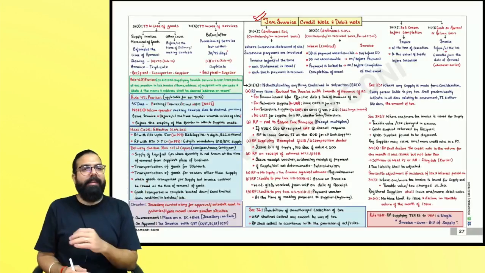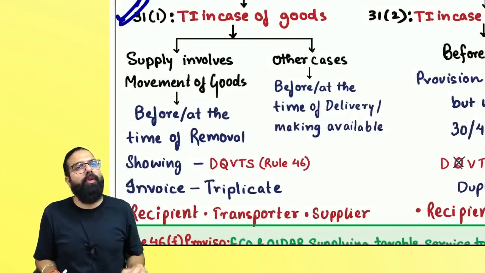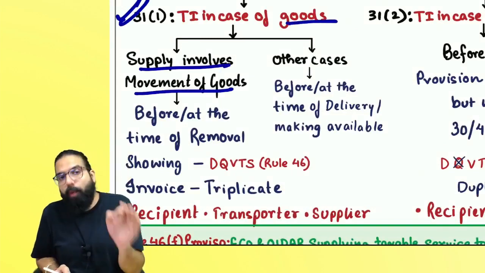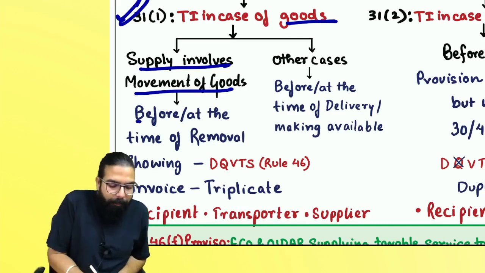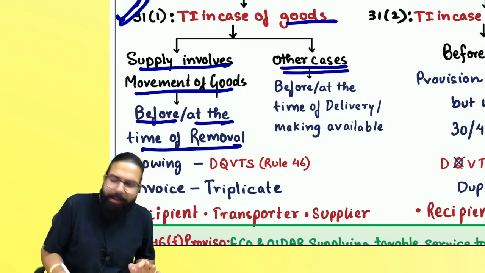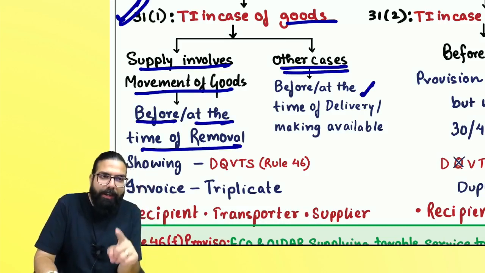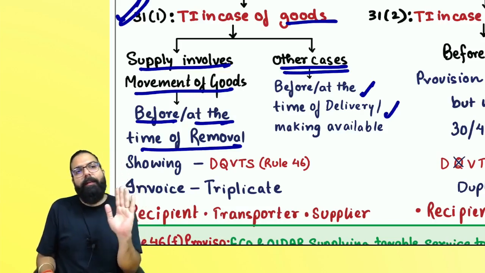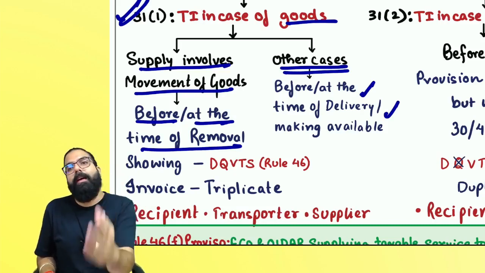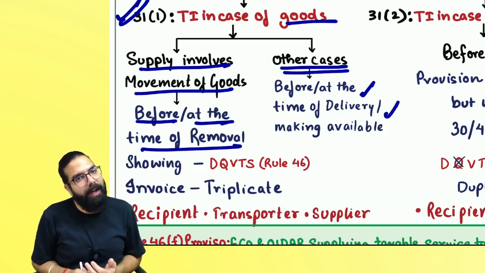Let's revise tax invoice now. Tax invoice, section number 31 says, when should you raise the tax invoice? Tax invoice in case of goods, supply, if supply involves movement, before or at the time of removal, you should raise the invoice. In any other case, if there is no movement, then before or at the time of delivery, or making it available. Delivery means where the risk and reward is being transferred, or when you make it available, then at that time you should raise the invoice.